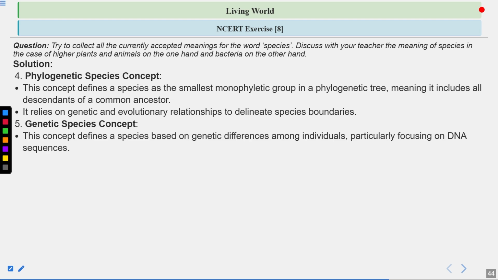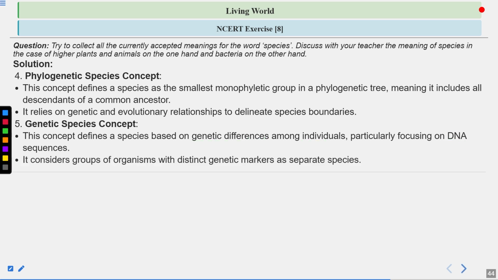Next one is the genetic species concept. As the name suggests, it is based on genetic differences, means differences in the DNA sequence or in the genes or the genetic makeup among the individuals. If two species have similar DNA sequences or similar genes, then they are placed in one group. Here the species are based on genetic differences among the individuals, particularly focusing on the DNA sequences. Organisms are separated based on the genetic markers, means the DNA sequence. If two organisms have the same DNA sequence, they will be placed in one group.